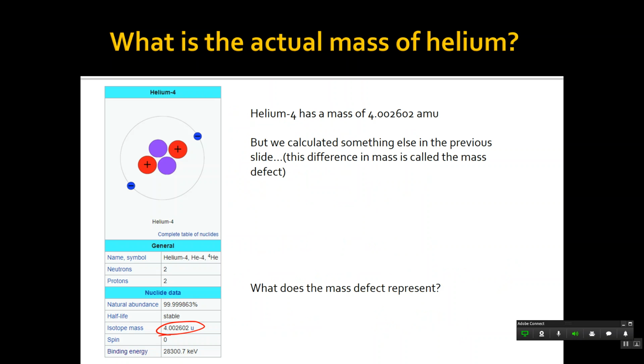So we said 4.03407714070771 minus its actual mass, and we get something called the mass defect, which you write down as delta M. So what is that difference? Can someone do a calculation for me?